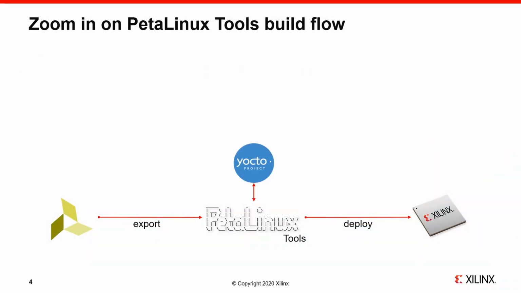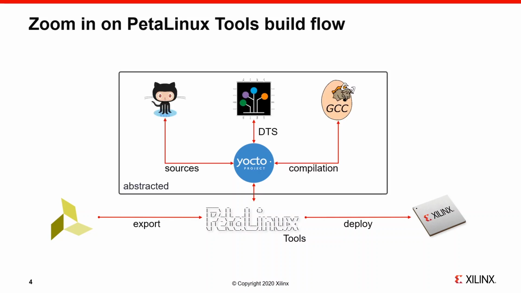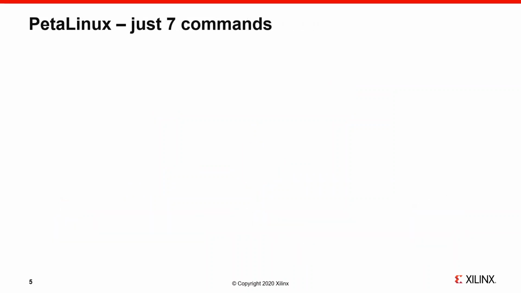PetaLinux uses Yocto under the hood and allows you to configure in a different way with kconfig. You can still use Yocto layers and recipes from the community, and your selections are still passed to Yocto's bitbake engine to build an image, a package, or even to run QEMU, the quick emulator. However, PetaLinux Tools abstracts away that complexity if you don't want to see it. Let's take a closer look at the 7 commands that make up PetaLinux Tools.